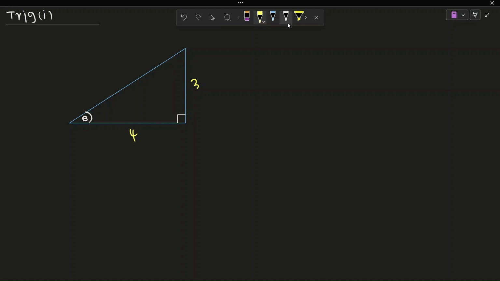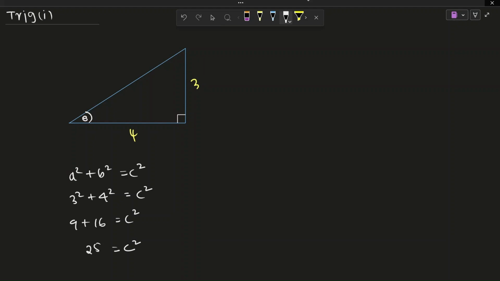Now to do that we can just simply use the Pythagorean theorem, and that's going to be a squared plus b squared equals c squared. That's 3 squared plus 4 squared, and 3 squared is 9 plus 16 equals c squared, and 25 equals c squared. So if we root both sides to find c, we'll get c equals 5. So our hypotenuse is going to be 5.